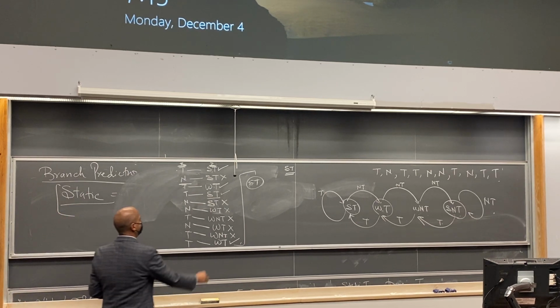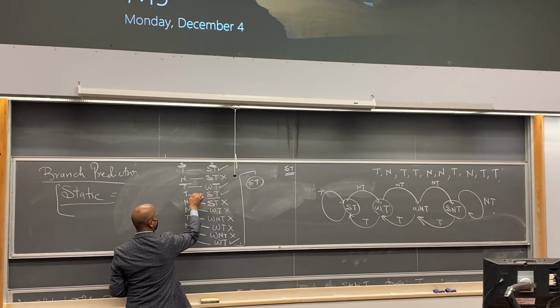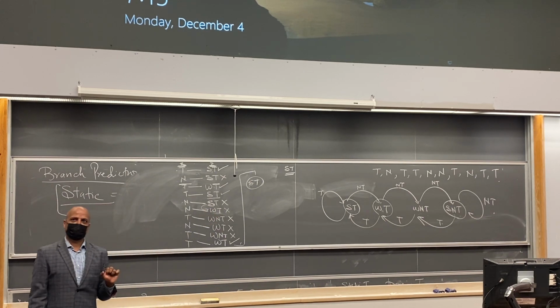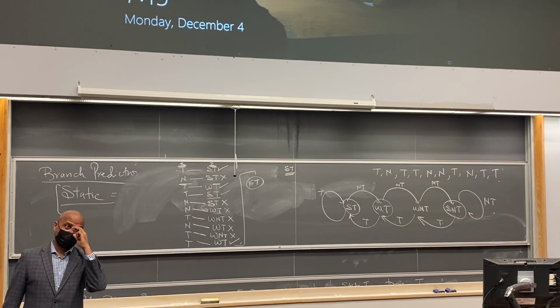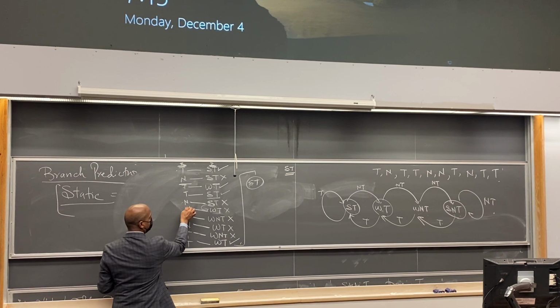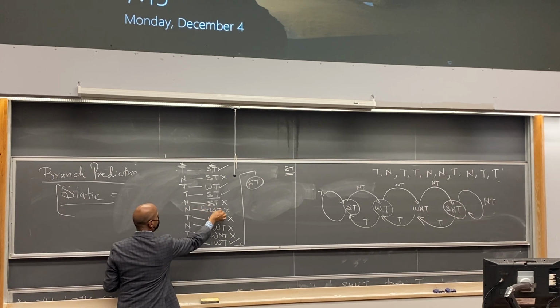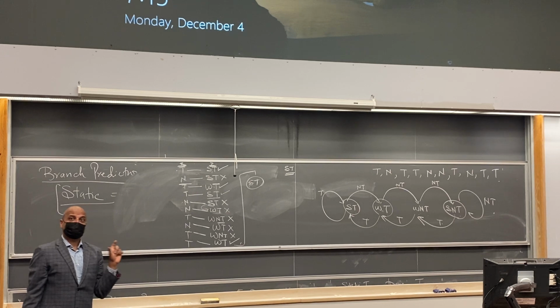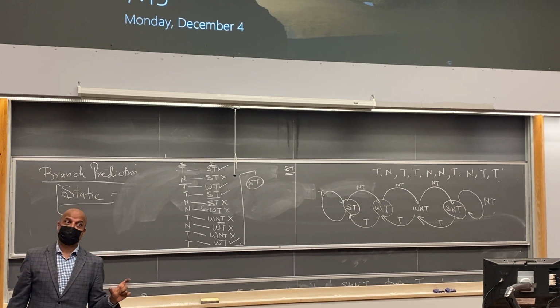When you get to strongly taken, and you execute the branch, you made an error. When you made an error, the next predictor is no longer so strong. It's a weak predictor, but it's still a taken predictor. And then reality happens, you made an error again. Twice the taken predictor was wrong, so now you flip the state to not taken, but it's a weak predictor. It's not a strong predictor.